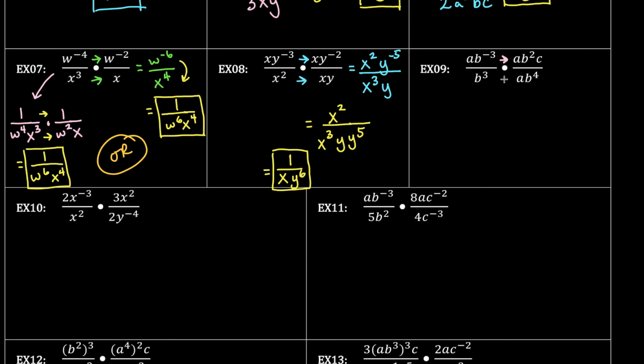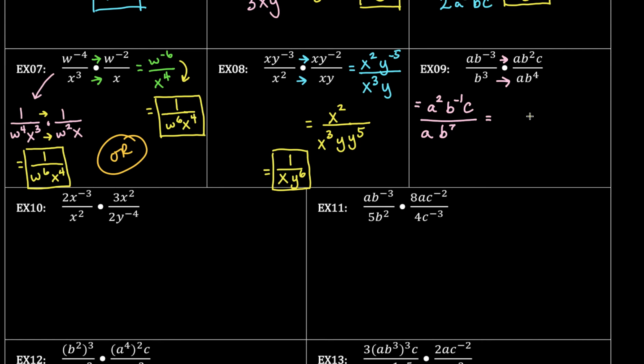Multiply across. So I'm going to put it over here because I ran out of room. So a times a is a squared. B to the negative 3 times b, so we combine them, we get b to the negative 1. And then c. Let's start with the a's. B to the third times b to the fourth is b to the seventh. Oh, that's it.